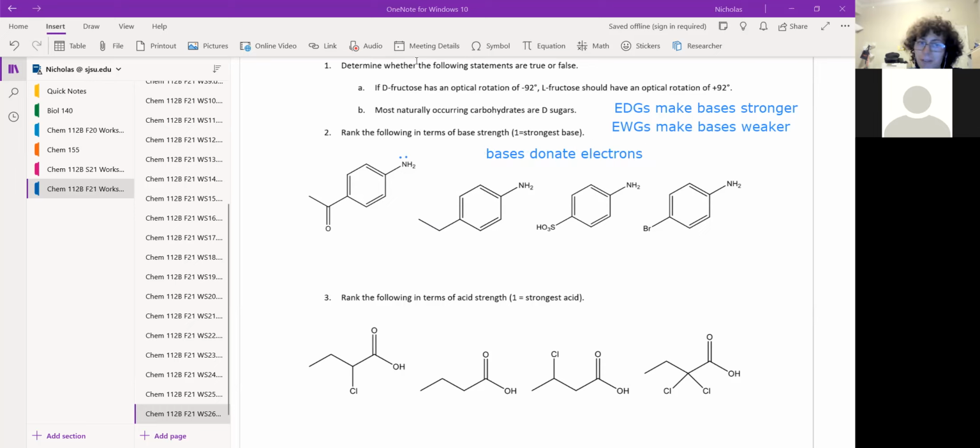So if you have an electron donating group, then that will give more electrons to the thing that's trying to donate electrons. That's why it makes it stronger. And then if you pull electrons away with a withdrawing group, then it has less electrons to donate, so it's weaker. So just remember this basic definition of a base that might help you remember which one is which.